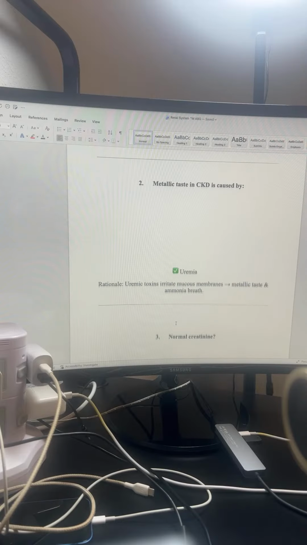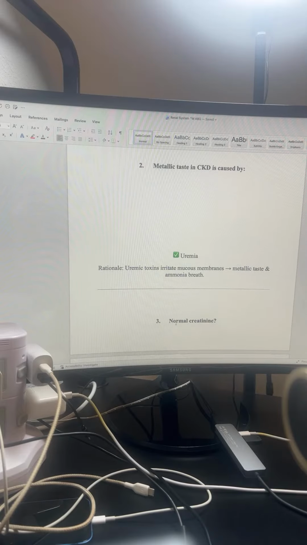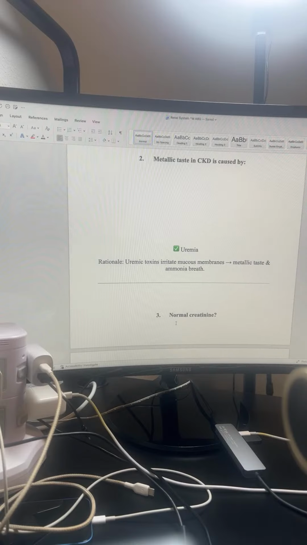What's a normal creatinine level? What's a normal creatinine level?